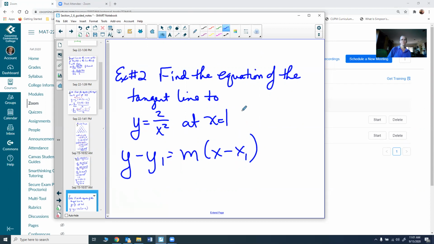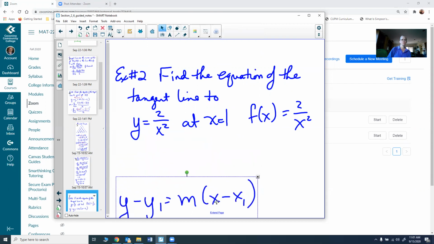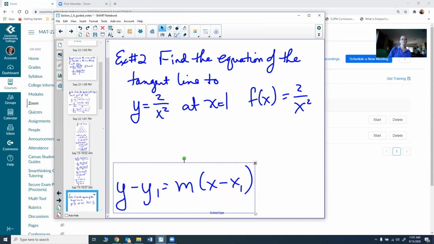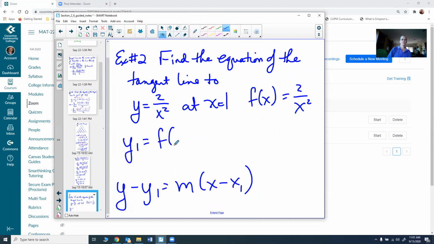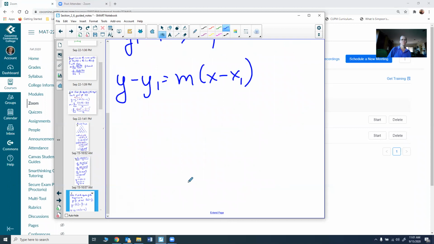If you want to, you can think of this as f of x equals 2 over x squared. In which case, you can think of y1 as f of x1, or f of 1. So you get 2 over 1 squared, or 2. Now we've got to find that slope. So let's go find the slope.